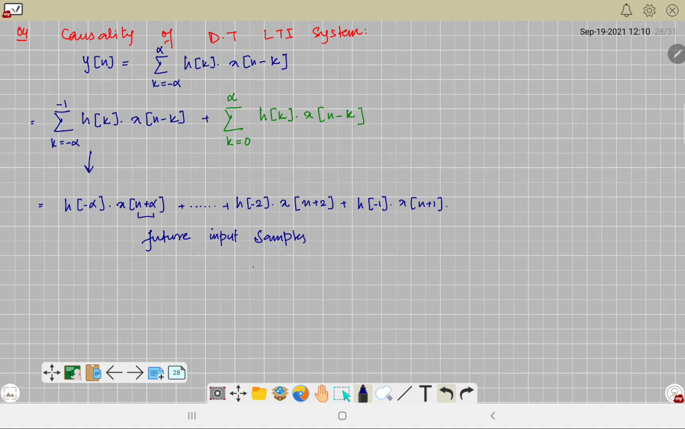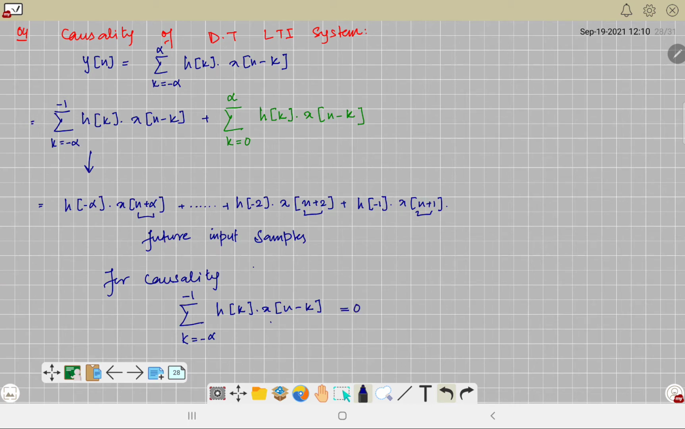N plus infinity minus 1, n plus 2, n plus 1, fine. But you know that a causal system cannot have dependency on the future input samples. It can only depend upon the current and the previous samples. So for causality, I have to ensure that this particular summation, k running from minus infinity to minus 1, h of k x of n minus k, has to be equivalent to 0.